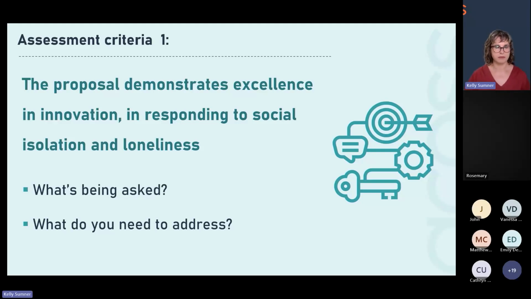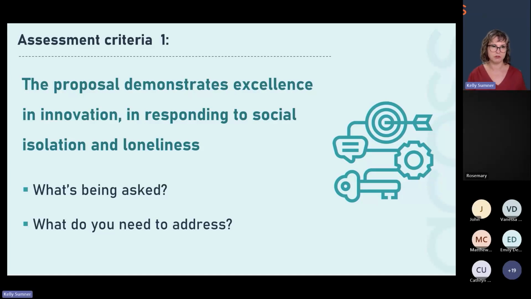Well, it needs to demonstrate excellence in innovation. So that means I need to make really clear in what I write that my program is new in some way. It's novel. It hasn't been done before. I'm not saying, I know we can do this because we've done it before and look how successful it was. That might work for another grant, but it won't work for the Communities Innovation Fund. I need to show what's new in what I'm proposing.